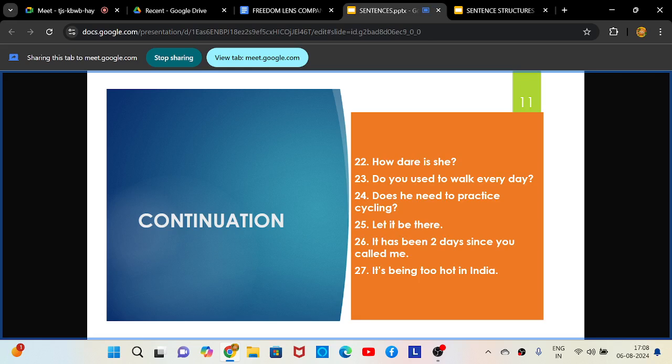Okay. Next is, it's being too hot in India. Being means it is showing a continuous action. It is being too hot in India. I can use this sentence in April or May, when it will be extremely hot. It will be extreme heat in India, right? Especially in South India, the climate will be extremely hot. So you can say, it is being too hot in India.